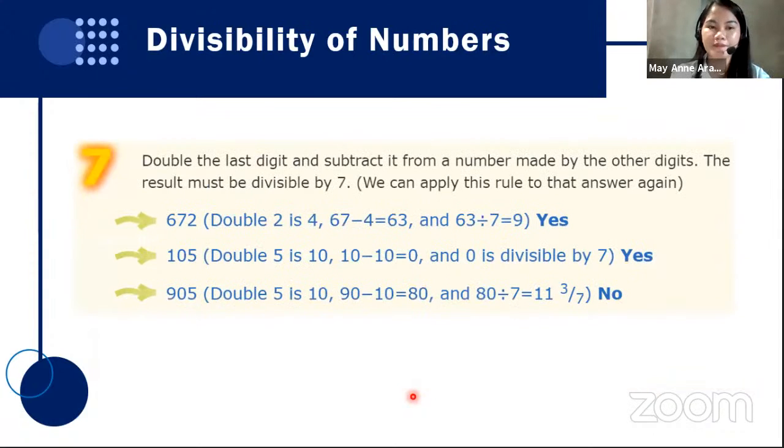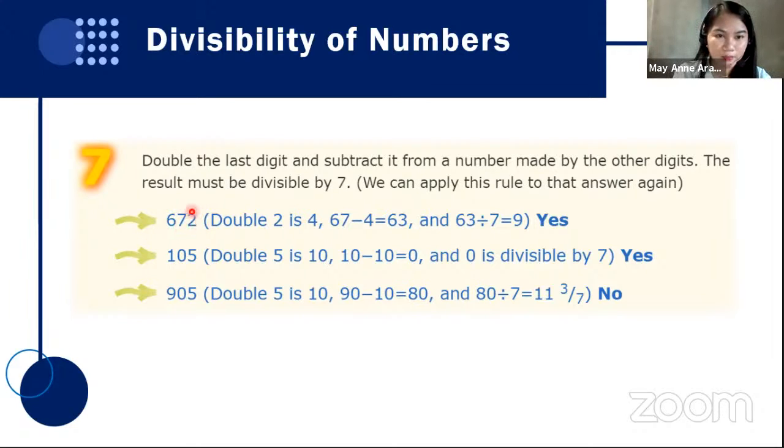Next, for 7, okay, you have to double the last digit. Again, double the last digit. Next, subtract it from a number made by the other digits. And the result must be divisible by 7. And same with the rule for divisibility of 4, we can apply this rule to that answer again.